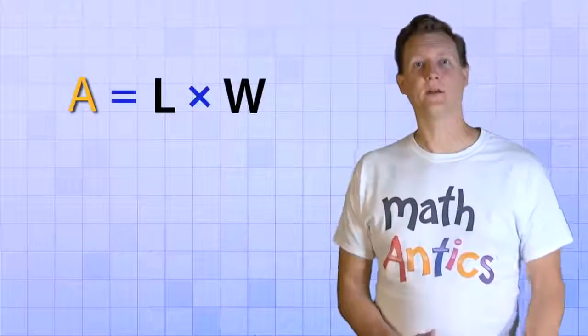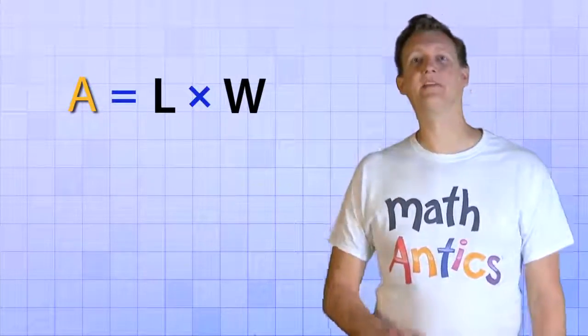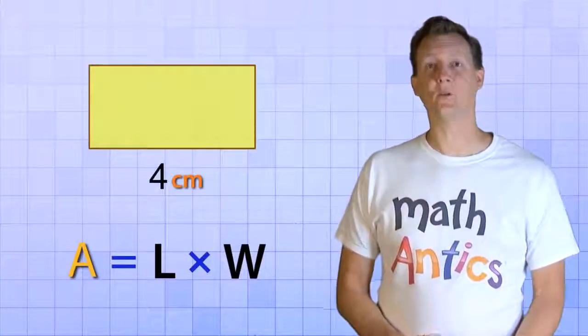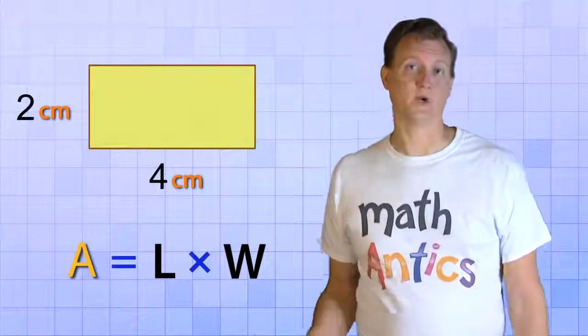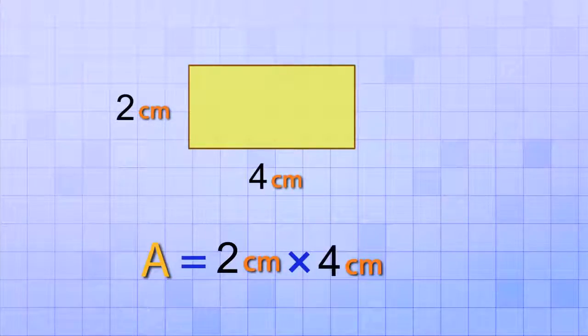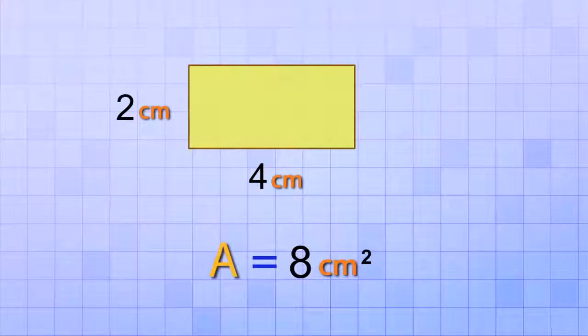Okay, our formula, area equals length times width, worked for our square. Now let's see if it works for a rectangle. Here's a rectangle that's 4 centimeters wide and 2 centimeters long or tall. First, we plug the length and width into our formula, 2 centimeters and 4 centimeters. Then we just multiply. 2 times 4 equals 8, and centimeter times centimeter is centimeter squared. So according to our formula, the area of this rectangle is 8 centimeters squared.